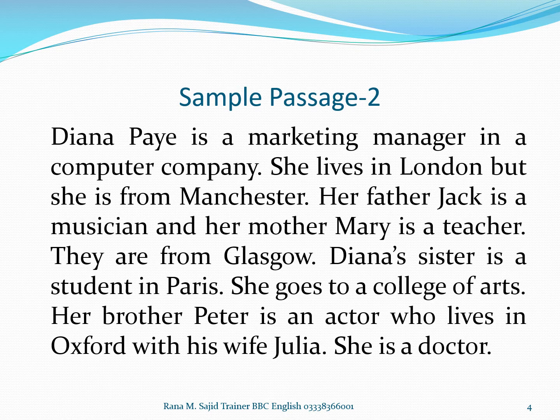Diana Pai is a marketing manager in a computer company. She lives in London, but she is from Manchester. Her father Jack is a musician and her mother Mary is a teacher. They are from Glasgow. Diana's sister is a student in Paris. She goes to a college of arts. Her brother Peter is an actor who lives in Oxford with his wife Julia.